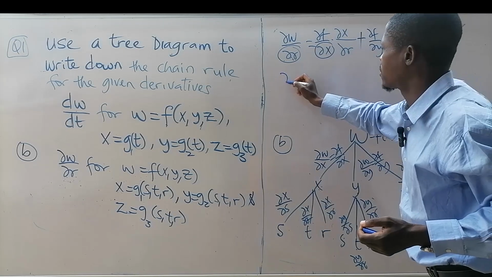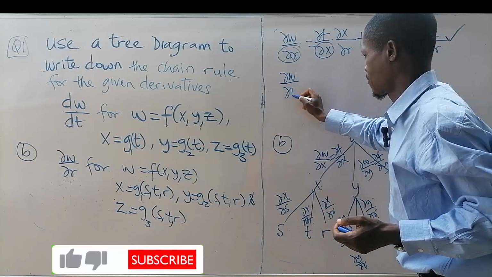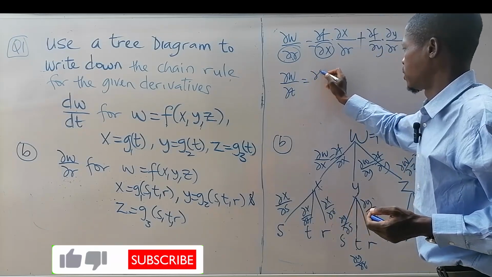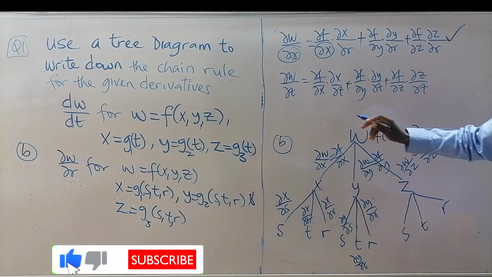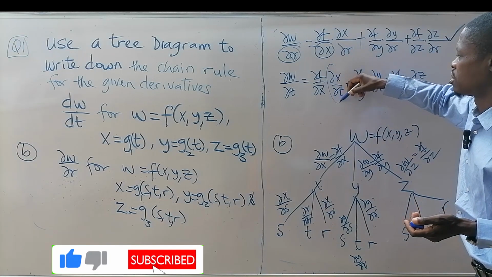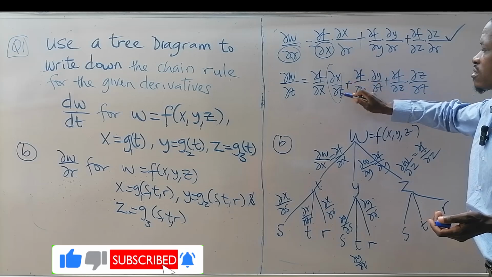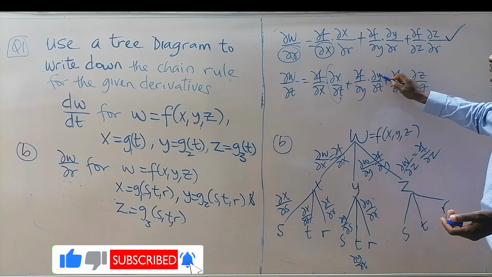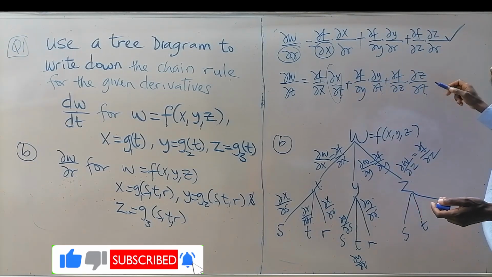If you want to get del w, del t, it's going to be this. So that's that for del w, del t. Everything is the same, just this one will be changing, with respect to t: del x, del t, del y, del t, del z, del t. So that's that.